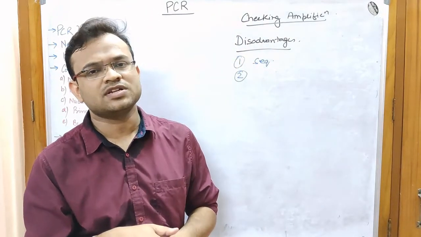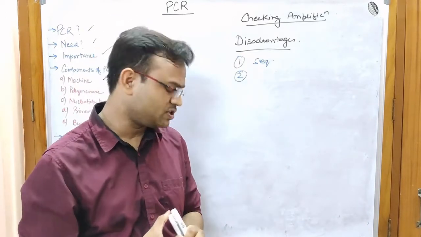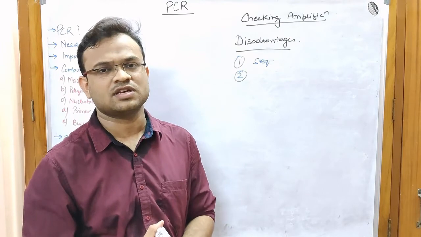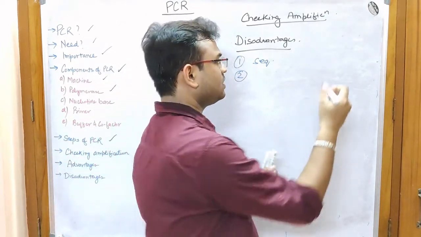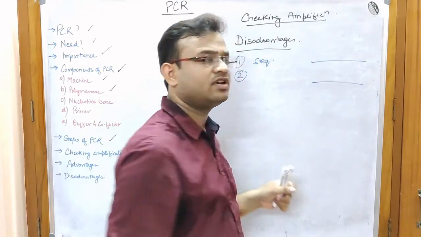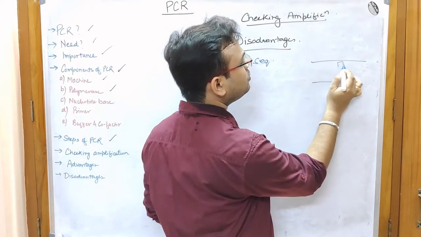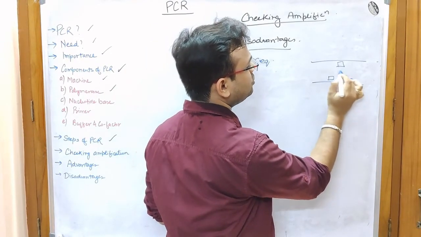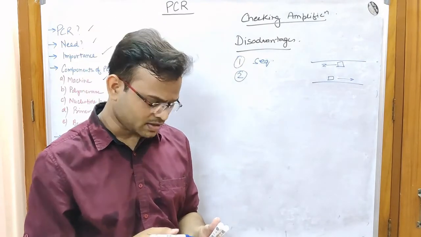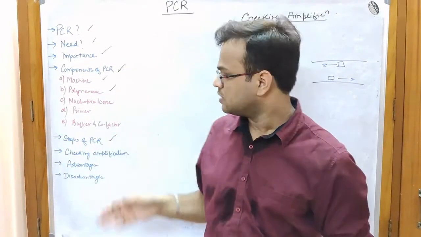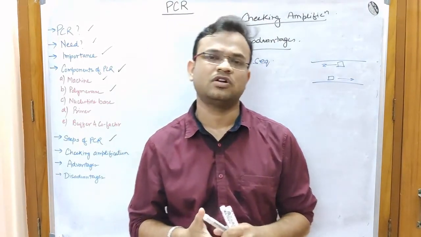Furthermore, some contamination can also be seen in PCR reactions, and you can get false positive results also. Suppose for long templates, if your primer has not been designed properly, your primer can bind to non-specific places, and then you can get non-specific results also. So this is what contamination is, and this was all about PCR. This was the complete lecture on PCR.